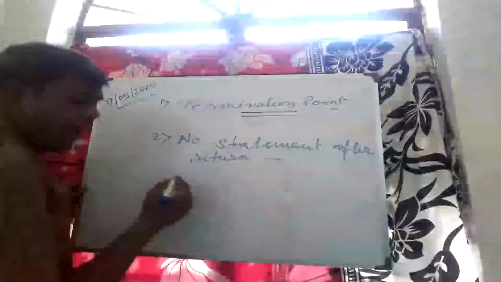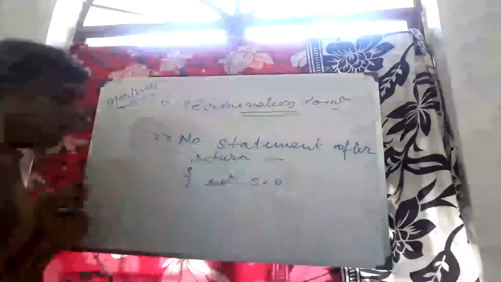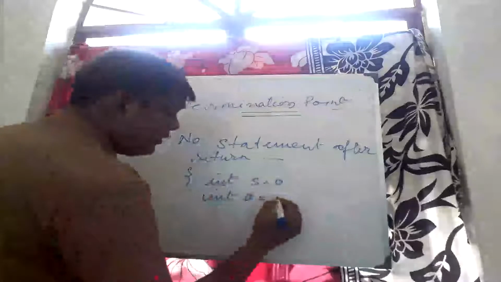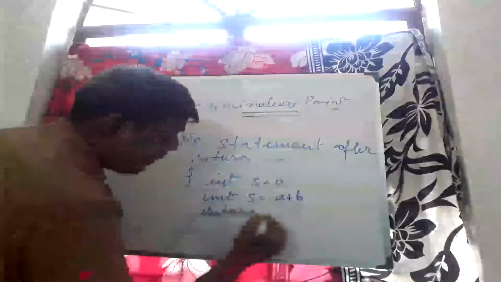Take an example here. Suppose I am writing int s equal to a plus b. Clear? Return s. Here I have written s. After that, I am writing int p equal to a minus b. That means this a minus b is of no use. This statement, which I have written after return, is of no use. The program will end here only, and the control will come out of the block. The control will not execute this statement. This statement will not be executed by the compiler.